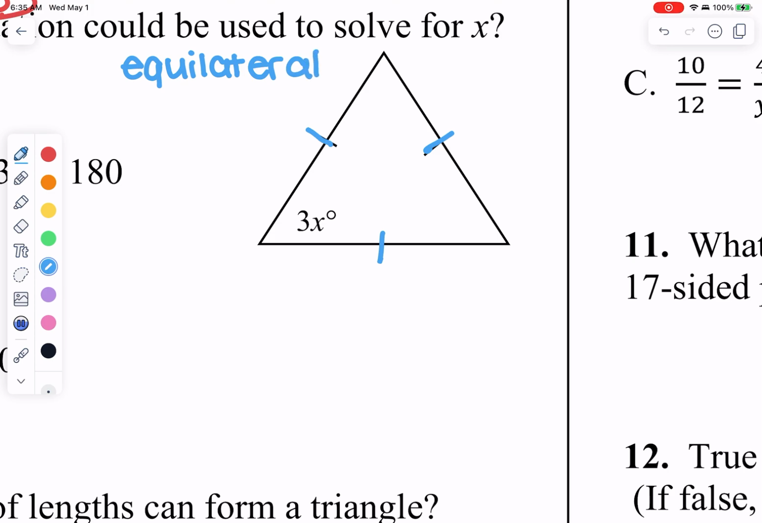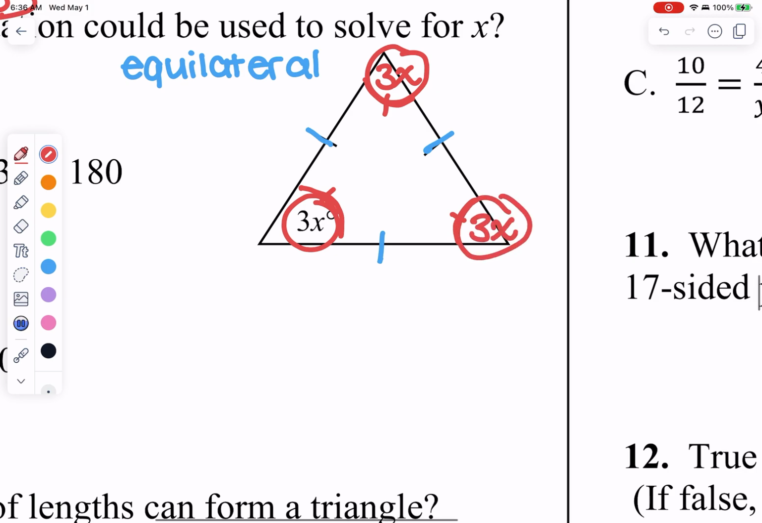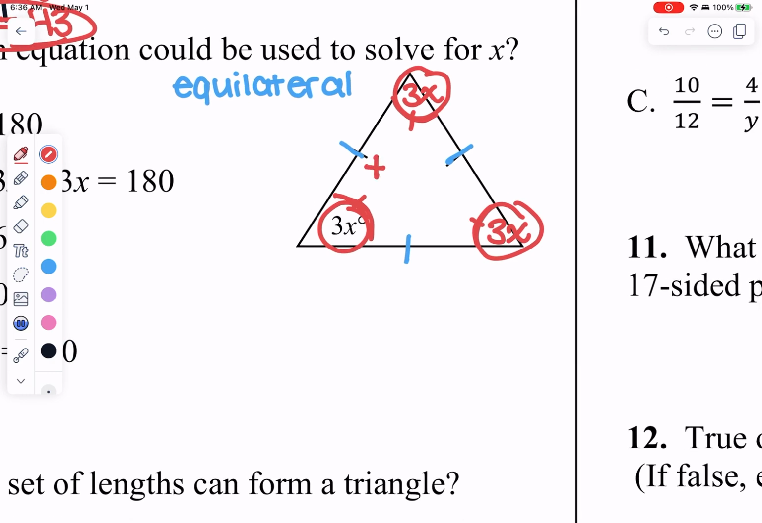An equilateral triangle not only has 3 equal sides, it also has 3 equal angles. So this 3x is equal to this angle and equal to this angle. Okay? This is starting to look like some Illuminati junk, but hang with me. It will not take us that long. If this angle is 3x, that means that this angle is 3x because they're equal to each other. And that means that this angle is 3x. They're all 3x.